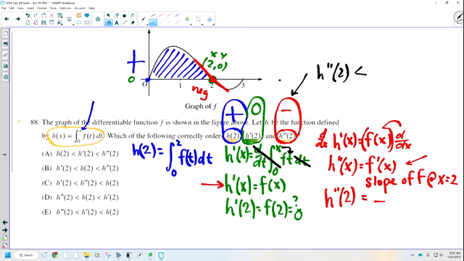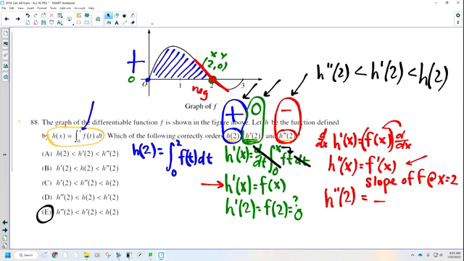This is in between, a negative and positive number is 0. And the positive value is the biggest. This is what I'm looking for. Double prime, single prime, h of 2. Right here, choice E. Good problem. Good problem. Similar to what we're used to doing.